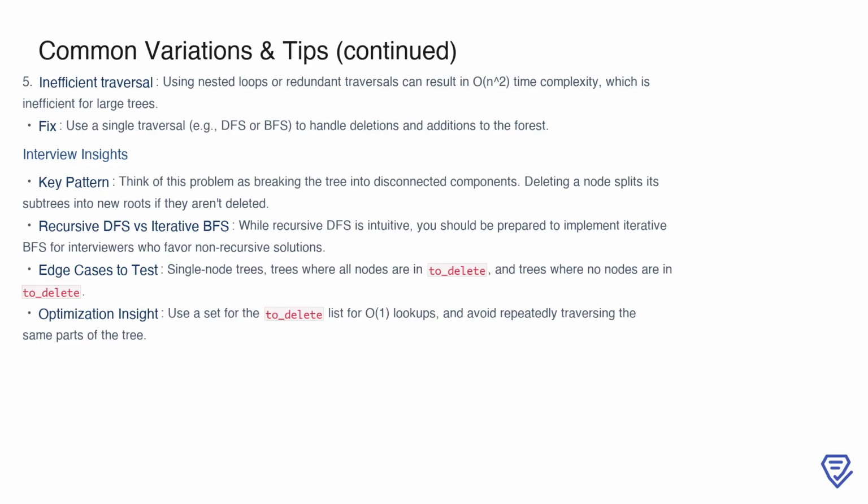While recursive DFS feels intuitive for this type of problem, it's also worth being prepared for iterative BFS, as some interviewers prefer non-recursive solutions. Additionally, always test against edge cases, such as a single-node tree, a tree where all nodes are in to_delete, and one where no nodes are in the list. Lastly, for optimization, remember to use a set for the to_delete list to enable O(1) lookups and avoid repeatedly traversing the same parts of the tree.